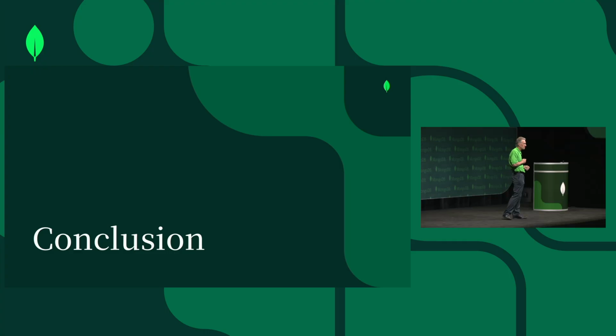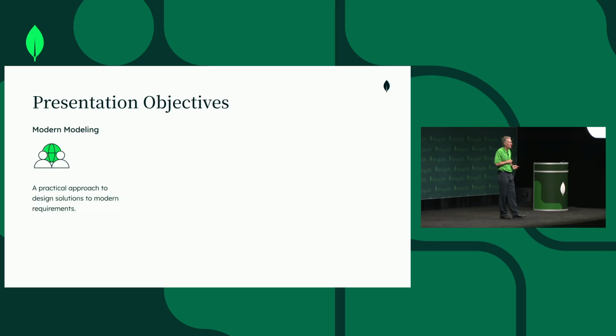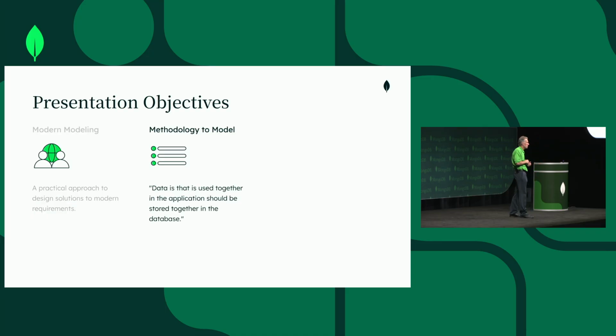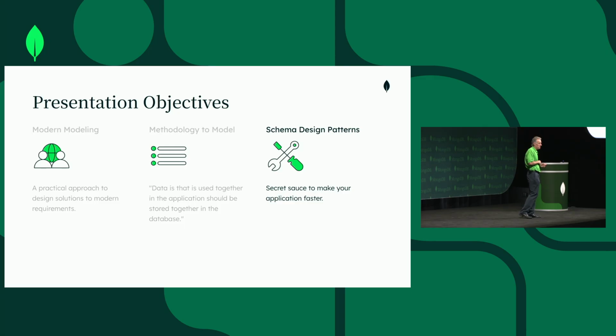So in conclusion, one of the things I want to bring back is really, we're in need of modern modeling. Things have changed from the 70s, and this is what we want to do with our methodology here. It's a very simple methodology, 4 phases. And again, the main principle when you apply the methodology, when you decide on that crucial question of embedding versus referencing, is that data that's used together in the application should be stored together in the database. And finally, those schema design patterns, there's a secret sauce to make your application run faster.